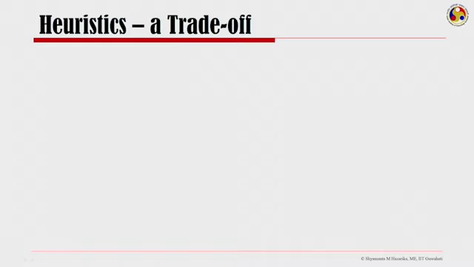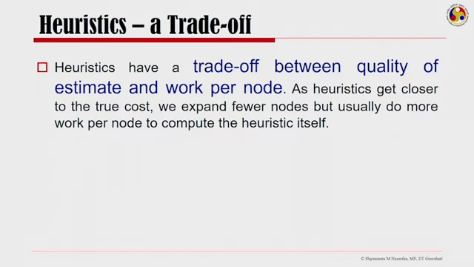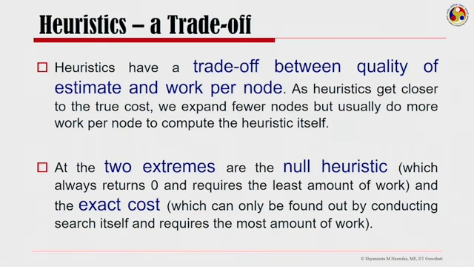Finally, we want to take note that heuristics are actually a trade-off between quality of estimate and work per node. As heuristics get closer to the true cost, we expand fewer nodes, but usually do more work per node to compute the heuristic itself. At the two extremes are the null heuristic, which always returns 0 and requires the least amount of work, and the exact cost, which can only be found by conducting the search itself and requires the most amount of work. Choosing a good heuristic is therefore a very vital problem.